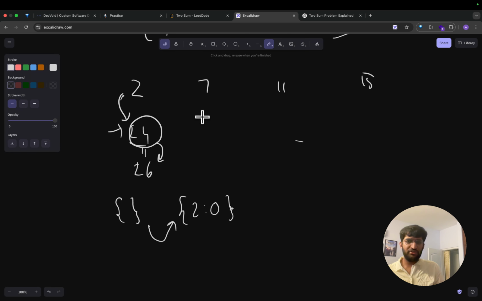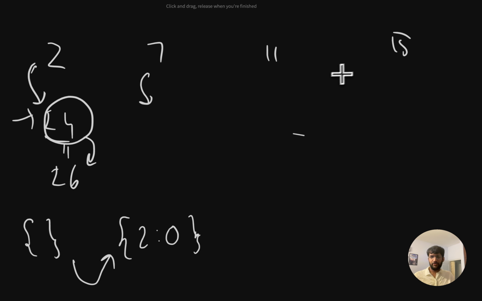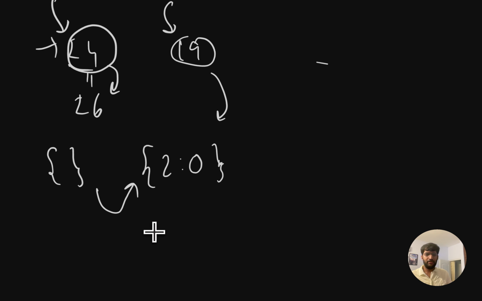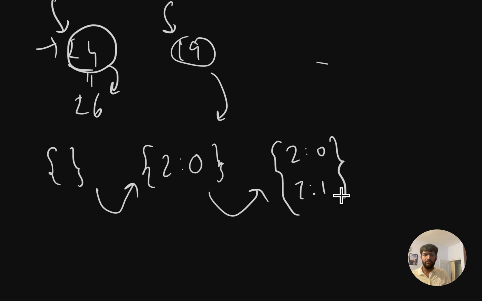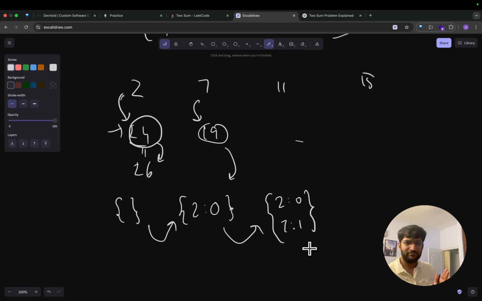But when we go to 7, what's the number required to make it? Well, 26 minus 7, 19. Does 19 exist in our dictionary? No. That's fine. That means this is not the answer. So we'll say the new dictionary at this point, after we do the check, becomes 2:0, 7:1. Okay, you see what we're doing here? As we go through one by one, just one by one, we are adding an item to the dictionary.